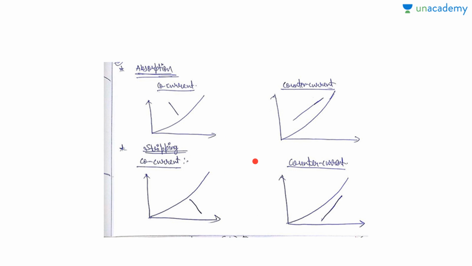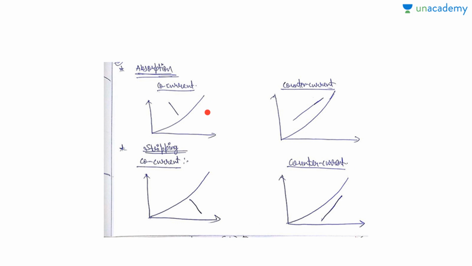Now, for stripping, we derived the formula for the LS by GS value. You can refer to the previous lecture, and for counter-current mode also we discussed in the same manner. Now this curve is known as the equilibrium curve, and this will be obtained from the thermodynamic data.